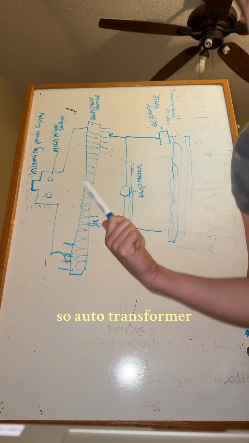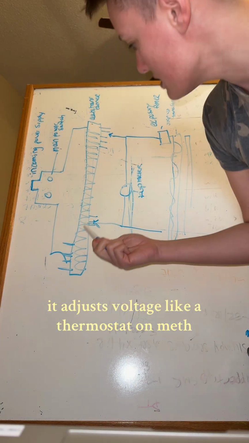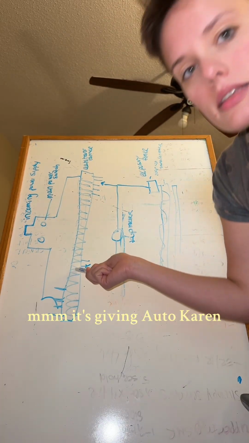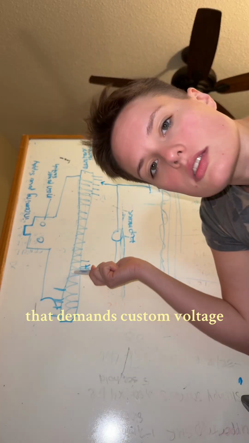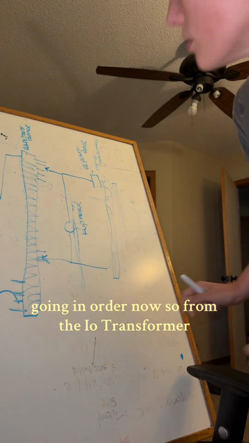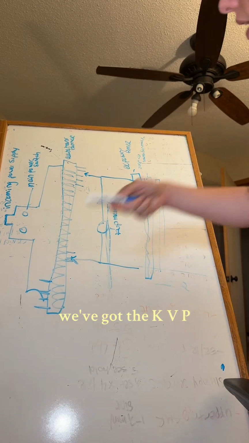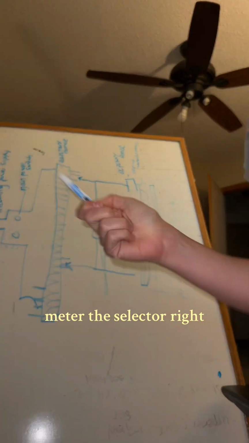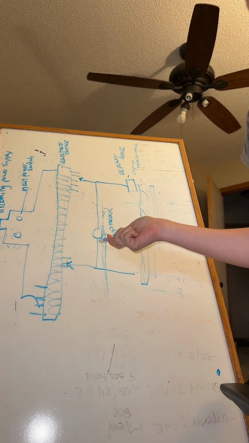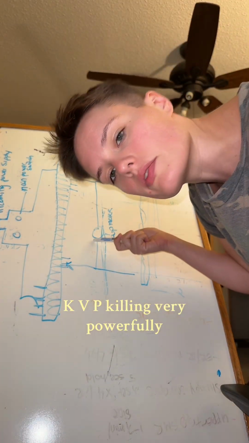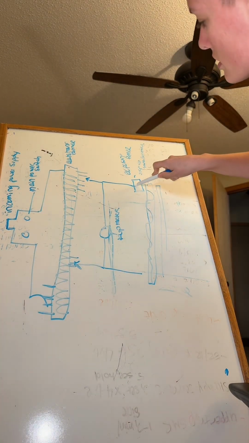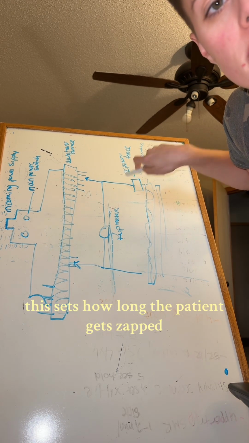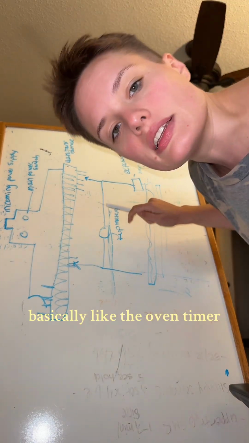So, auto transformer. It adjusts voltage like a thermostat on meth. Let's vibe check the auto transformer. It's giving auto Karen that demands custom voltage. Okay, we're going in order now. So from the auto transformer, we've got the KVP meter, the selector. This sets how hard the beam punches through tissue. KVP, killing very powerfully. We have the exposure timer right up here. This sets how long the patient gets zapped. Basically like the oven timer.